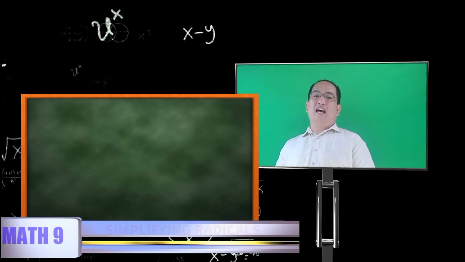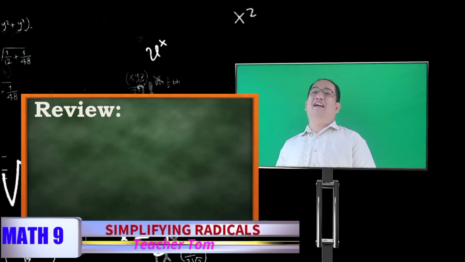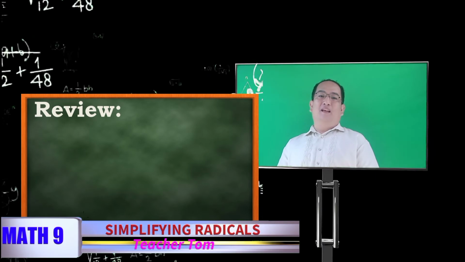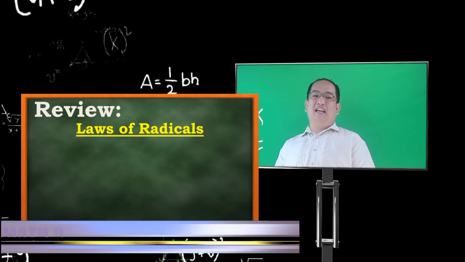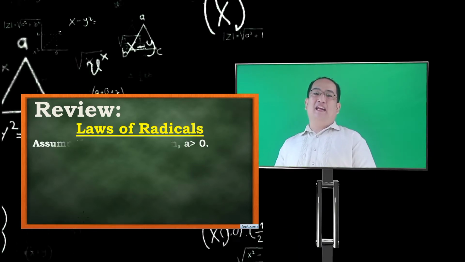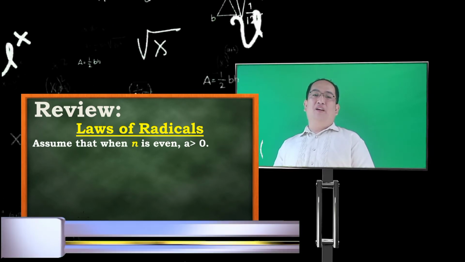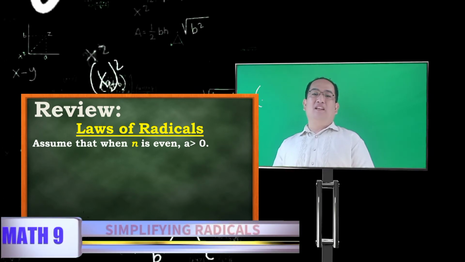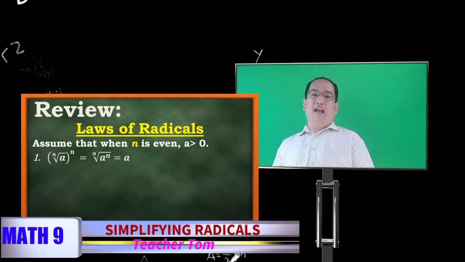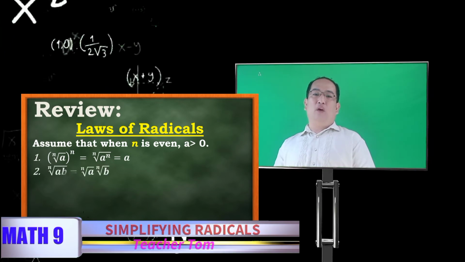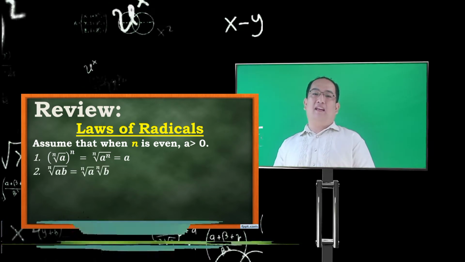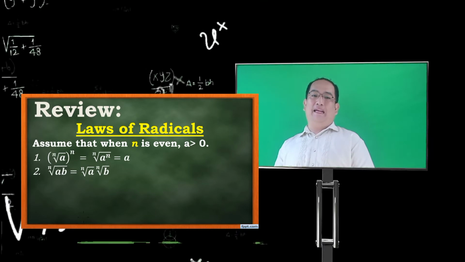Before we proceed with our lesson, let us have a review on laws of radicals. Assume that n is even and a is greater than 0. Law number 1. The quantity nth root of a, raised to n, is equal to a.